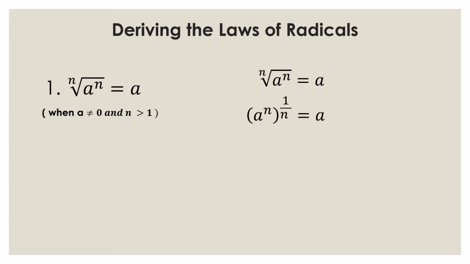The quantity a^n raised to 1 over n is equal to a. By the laws of exponents, we multiply the exponents, so it will be a raised to n over n, and n over n is equal to 1. Therefore, a raised to 1 is equal to a.